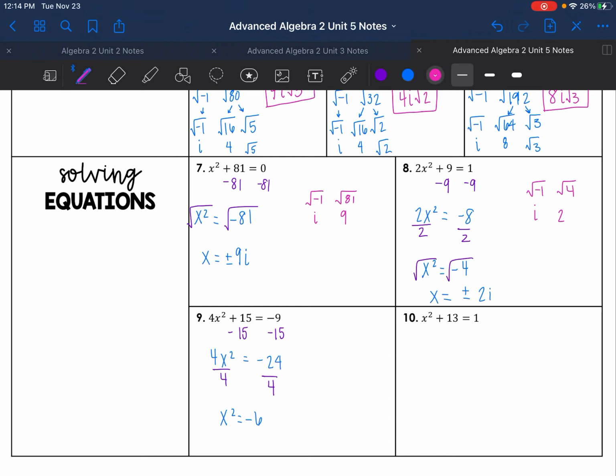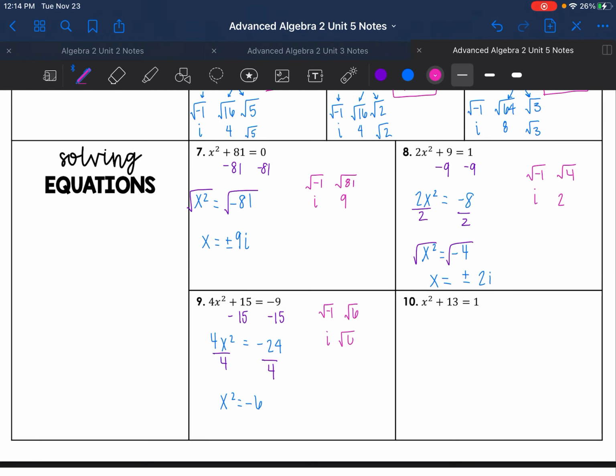All right, now square root of negative 6. We take out the negative 1. That leaves us with the positive 6. Square root of negative 1 we know is i. Square root of 6 does not break down at all. There are no perfect squares that go into that. So we just leave it as square root of 6. So x equals plus or minus i radical 6.